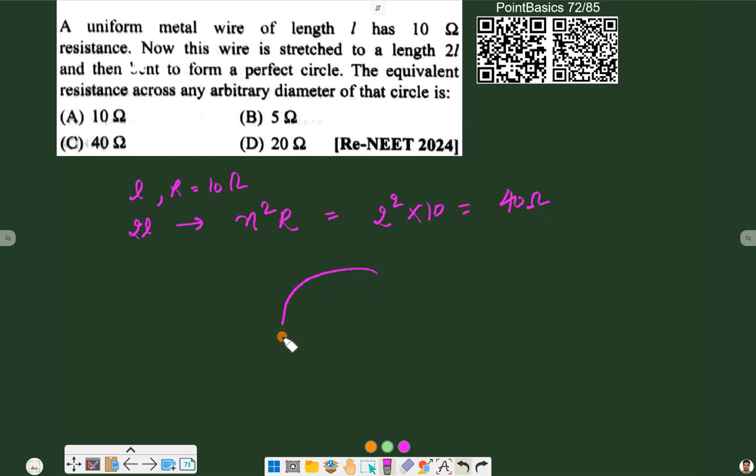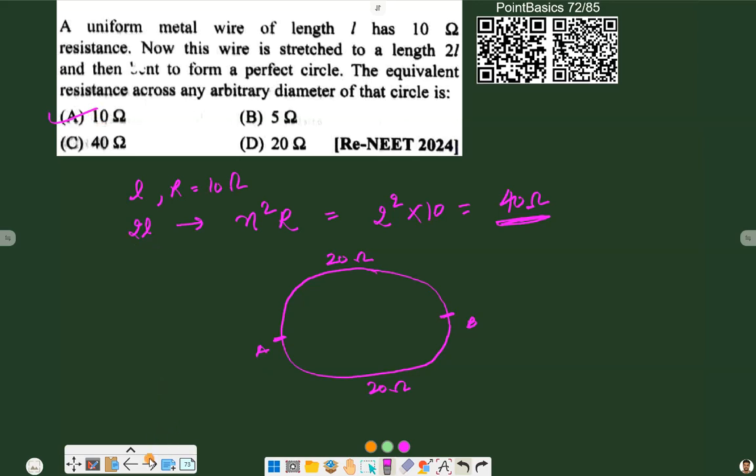So suppose now we made a circle of this whole wire, and we have to find out the resistance between two diametrically opposite points. Suppose this is A and this is B. As the total resistance of this circle is 40 ohm, half of it is in the upper side and half in the lower side. So the upper half will have 20 ohm resistance and the lower half will also have 20 ohm. Now we have 20 ohm and 20 ohm in parallel, so their parallel combination will give us 10 ohm of resistance.